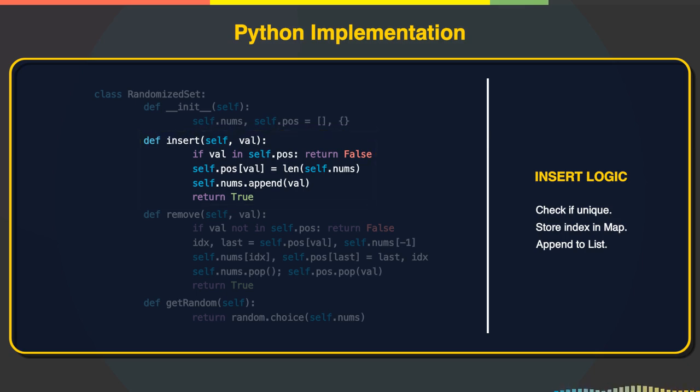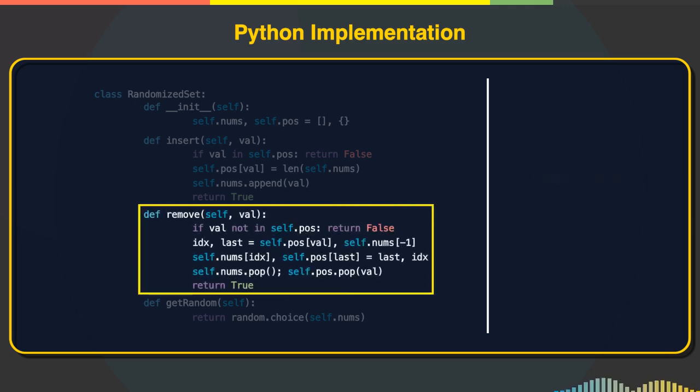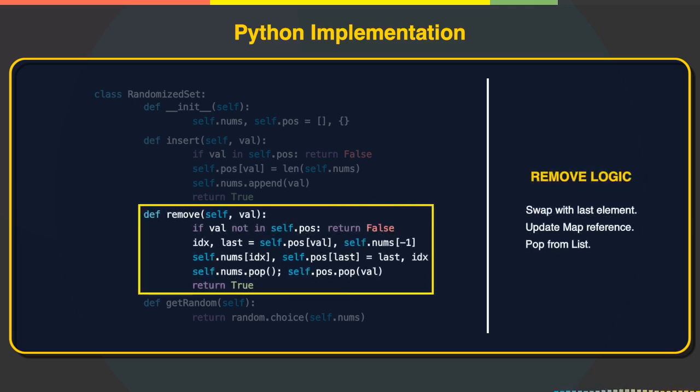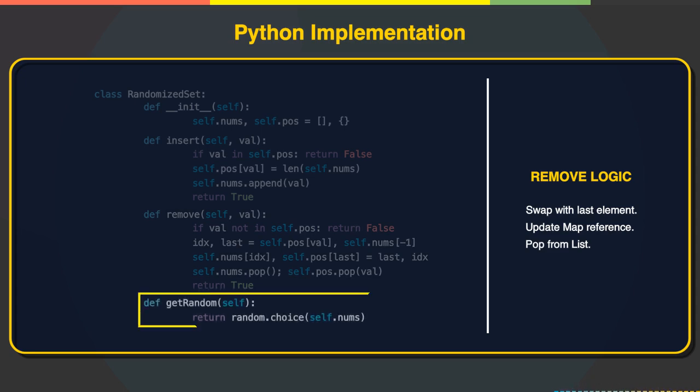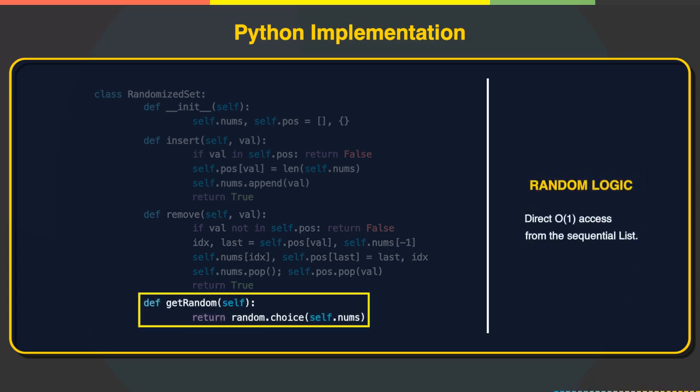Otherwise, we store the current length of the list as its index in the map, and then append the value to our list. The remove method is where the magic happens. We find the index of the value we want to remove, and also identify the last element in our list. We then perform the swap, placing the last element into the target index in both the list and the map. Finally, we pop the last element from the list and remove the original value from our map. For getRandom, we simply use random.choice to pick an element from our list in O(1) time.